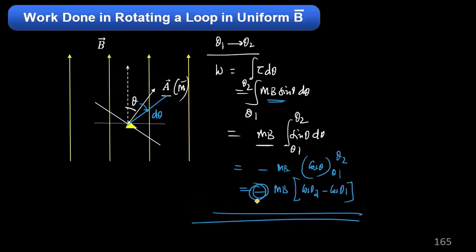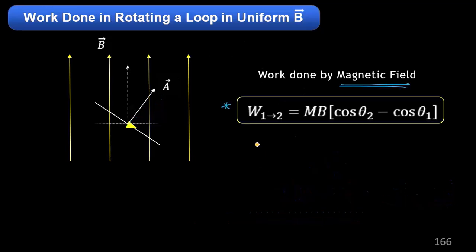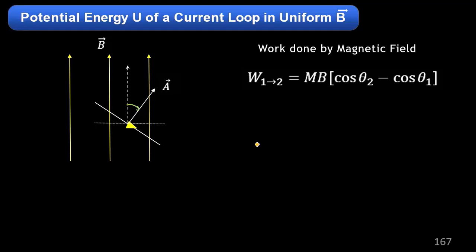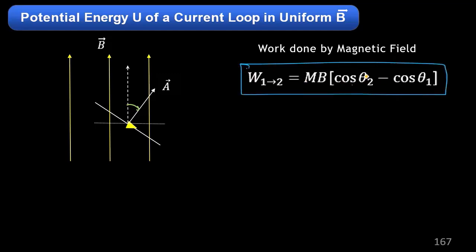So if we write without taking the minus sign, mb into cos theta 2 minus cos theta 1, this answer is for the work done by the external field, or with the minus sign, work done by the external agency. We apply this formula, mb cos theta 2 minus cos theta 1, from theta 1 to theta 2. Work done in rotating the coil is mb cos theta 2 minus cos theta 1.